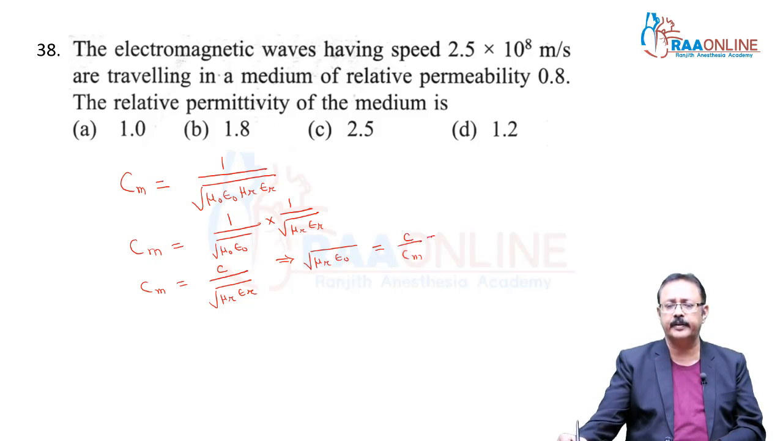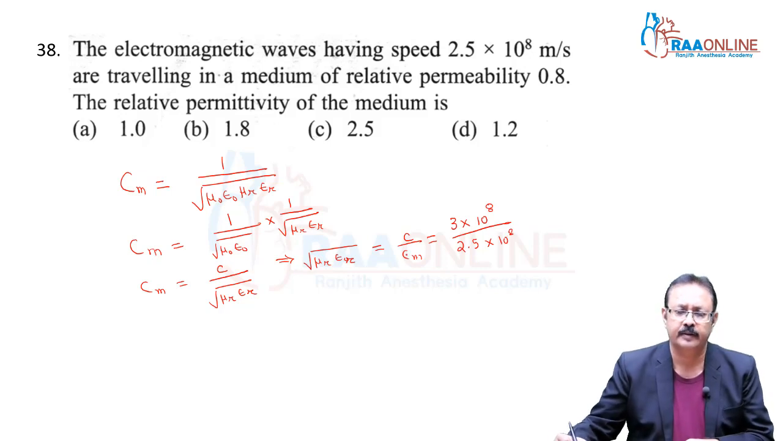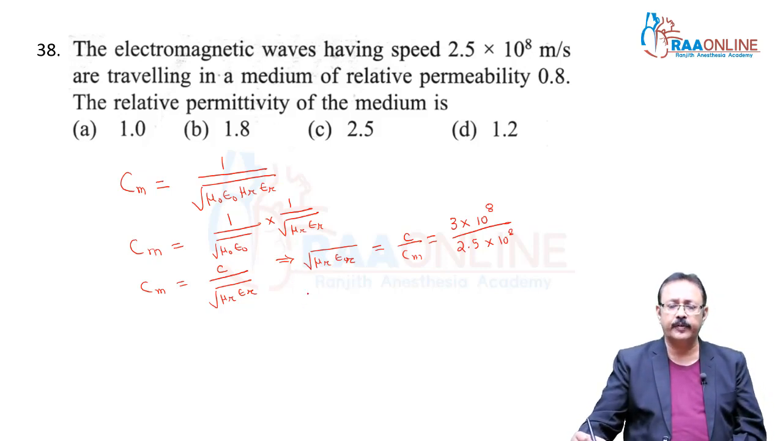Now everything is given, mu naught, epsilon naught, mu r, epsilon r. So what is the speed of light in air or vacuum? Light means electromagnetic waves, 3 into 10 to the power 8 meter per second. In this medium they gave 2.5 into 10 to the power 8. By squaring both sides, we are getting mu r into epsilon r is equal to 3 into 3, cancel 10 to the power 8 with 10 to the power 8, by 2.5 into 2.5.